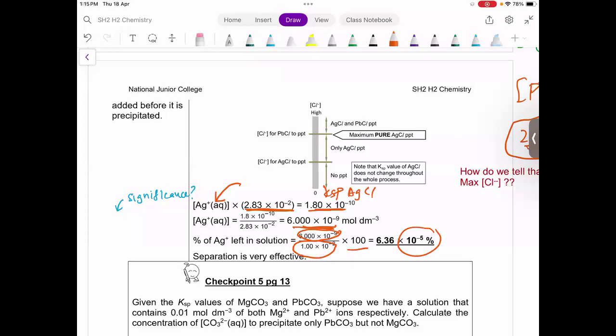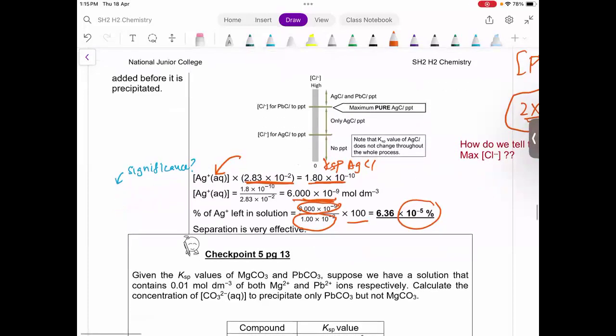Ken? Okay, so if you have understood this, you can proceed to checkpoint 5. 10 to the minus 5 is very negligible. No lah, we will not give you something ambiguous. It will be a good enough difference.